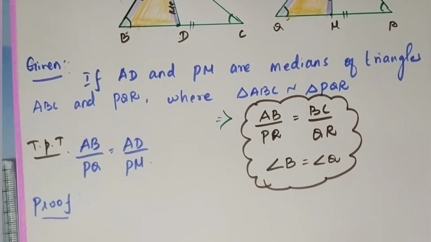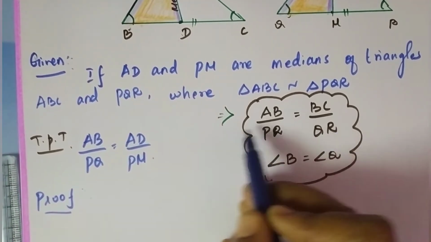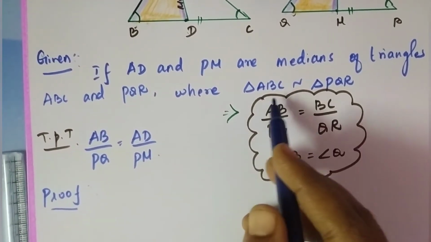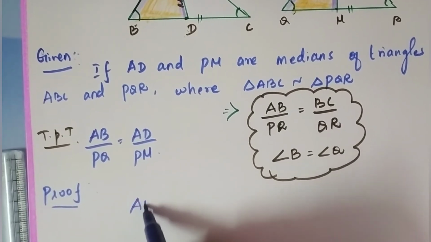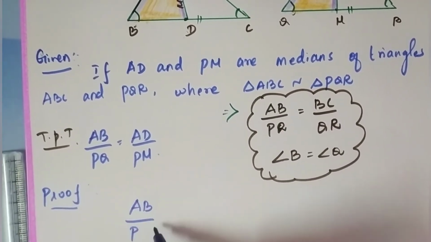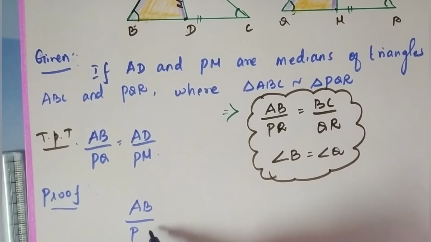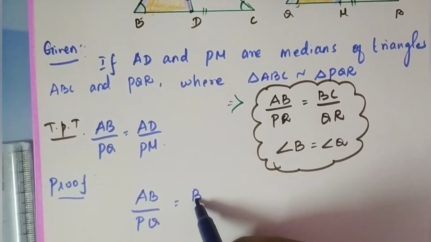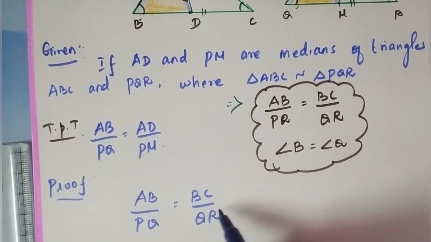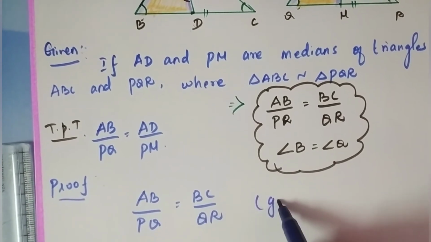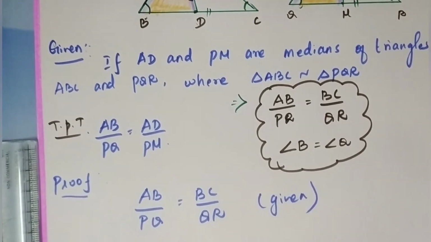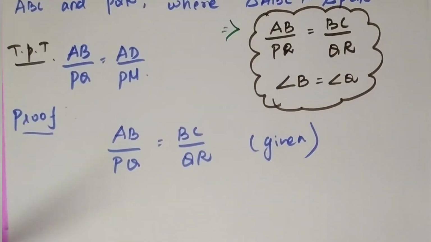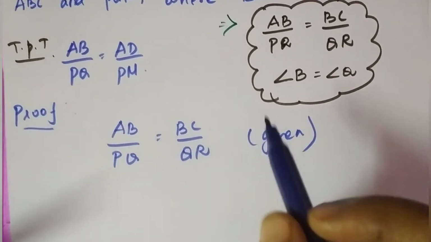Proof. First I am going to take this one: AB divided by PQ equals BC divided by QR. It is given in the question itself. Okay, first I have taken this one.